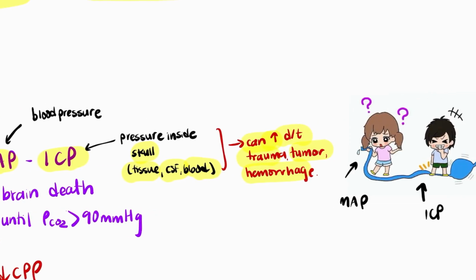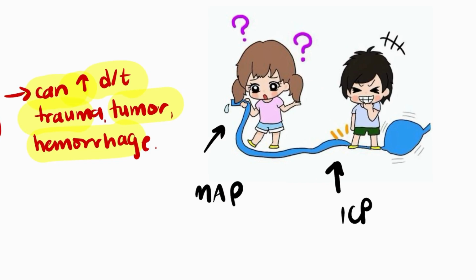And so I have this analogy right here. You have this blood that's coming to the brain. Now, mean arterial pressure is the pressure in the garden hose, and intracranial pressure is, let's say, if we're stepping on the hose and it prevents the flow of blood, right? If you're stepping on it too hard, then less blood is coming to the brain. Okay, so there's a delicate balance between intracranial pressure as well as mean arterial pressure.